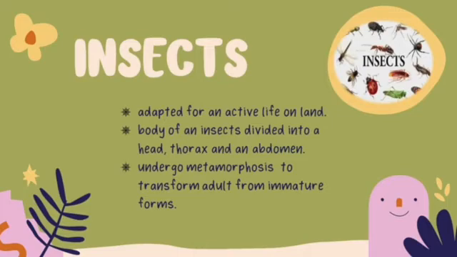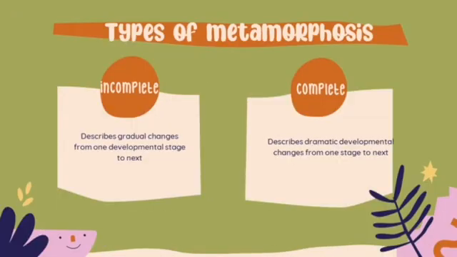In general, insects undergo metamorphosis to transform from an immature form into an adult. Metamorphosis is the multi-step process in which immature forms of animals are transformed into an adult. There are two types of metamorphosis: incomplete metamorphosis and complete metamorphosis.